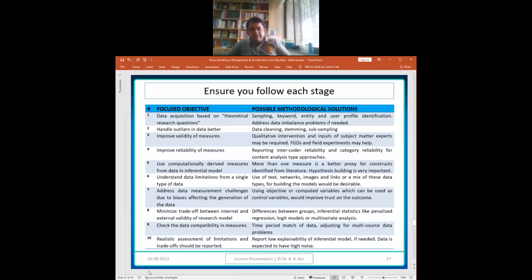Which is the unit of analysis? Is it an individual? Is it the organization? Is it the technology or the platform itself? So all these things become very important questions. How do you handle the outliers in the data? How do you establish the reliability and validity of the measures that you're generating from the data? All these things require a lot more deep dive into the study.